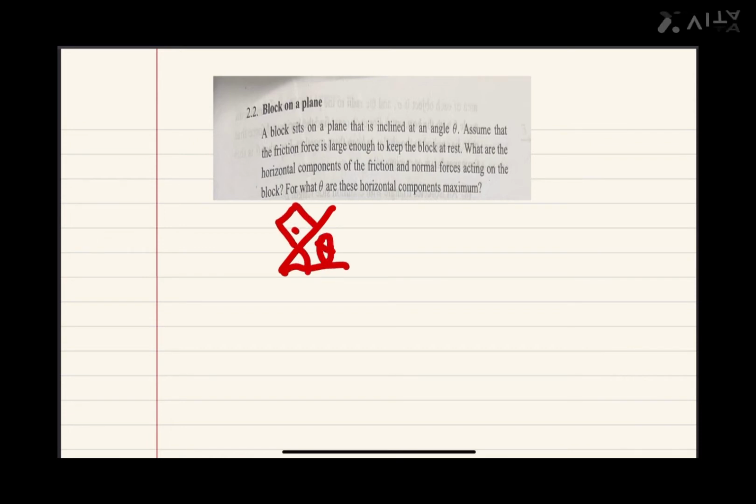Let me draw the diagram first. Assume that the frictional force is large enough to keep the block at rest. What are the horizontal components of friction and normal force acting on the block? For what value of theta are these horizontal components maximum?